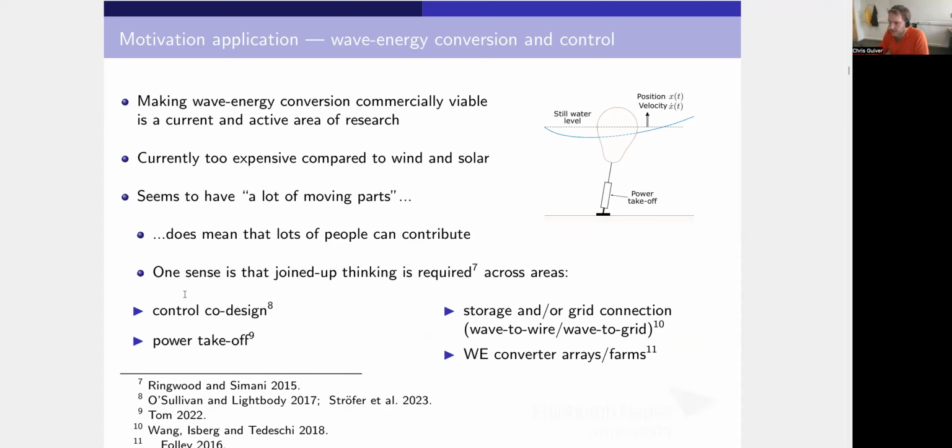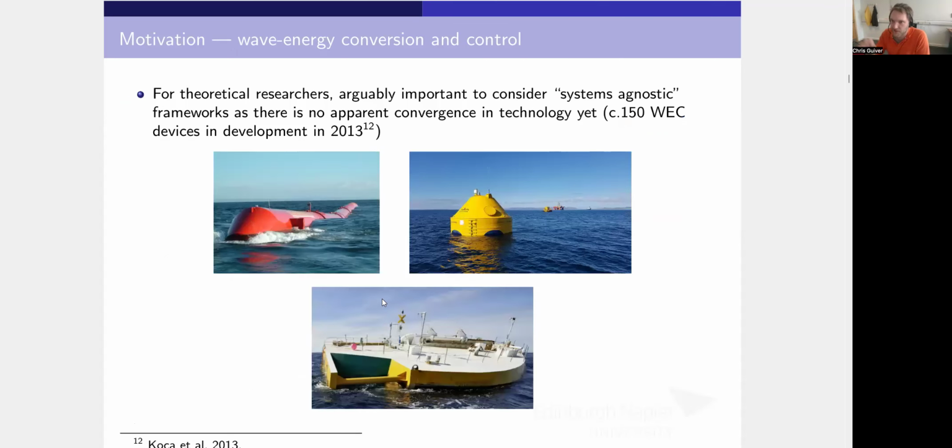So I list here some of the areas that are still being worked on and where challenges still arise. This is an opportunity to include pictures as much as anything. I comment that for theoretical researchers, it's really important to work in a systems agnostic framework, as there's still no apparent emergence or convergence in technology. So which technology is going to win?